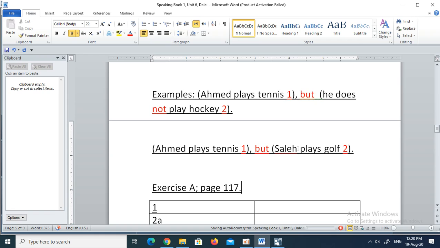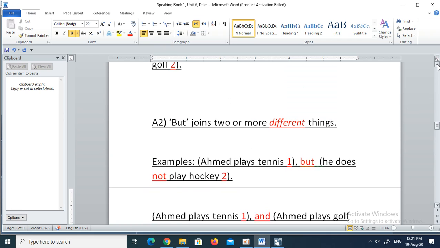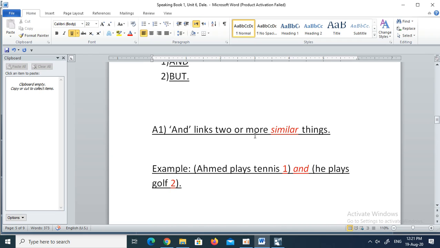If I say Ahmed plays tennis, and then I make my second clause plays golf, then I can use and. I will say Ahmed plays tennis and Ahmed plays golf. And I will use and because and links two or more similar things.